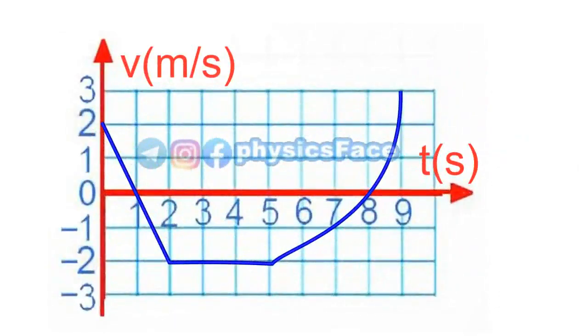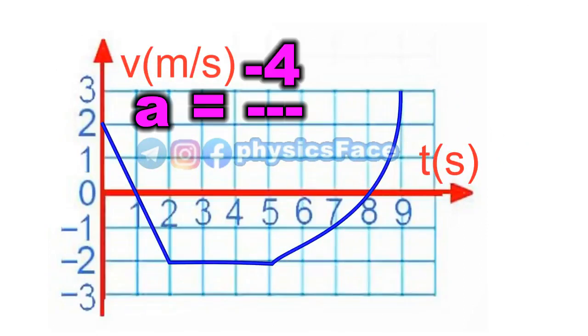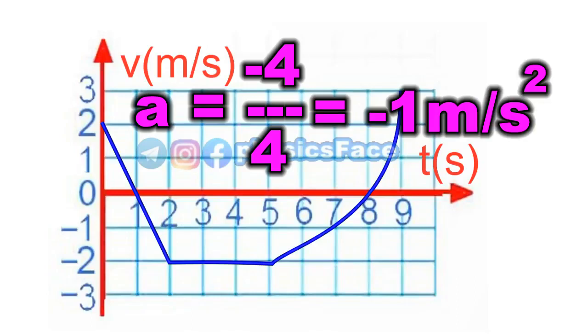F. How many meters per square second is the average acceleration of the object in the first 4 seconds? Answer to F: according to the previous part, the change in velocity is negative 4 meters per second, and this change of velocity happened in 4 seconds. So the average acceleration during this period is -1 meter per square second.